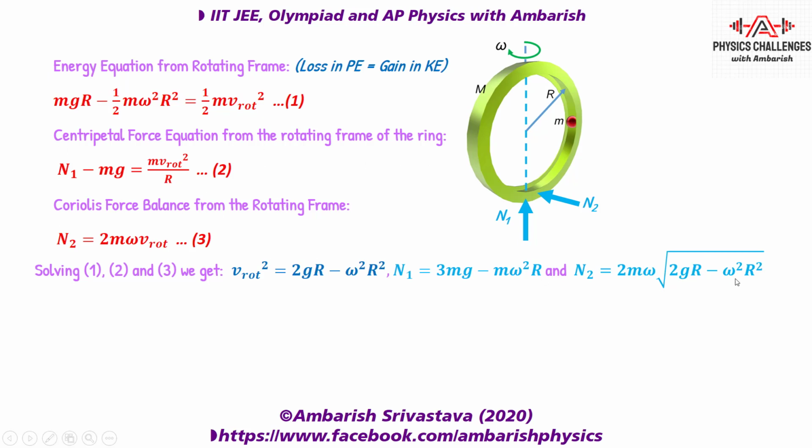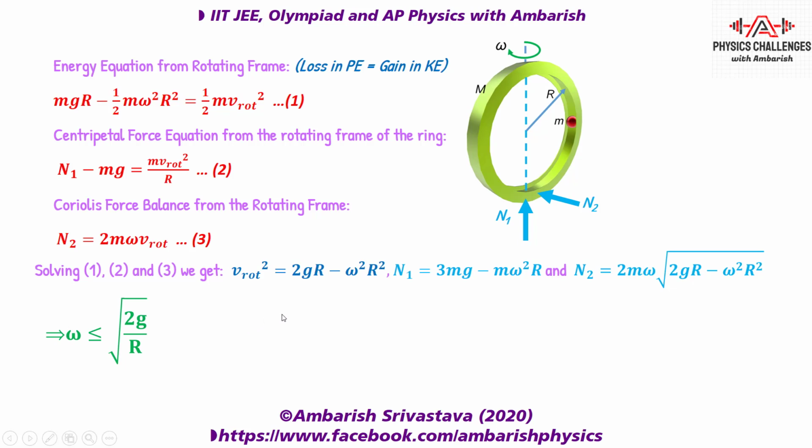Now once I have the solution, we can see that this V rotating square cannot be negative. This has to be a positive value, right? Kinetic energy cannot be negative at the bottom. So that means its right hand side term should also be greater than 0. That straight away gives us the answer to part 1: omega should be less than under root of 2g by r, just by requiring the RHS to be greater than 0. So this is the first part of the question.